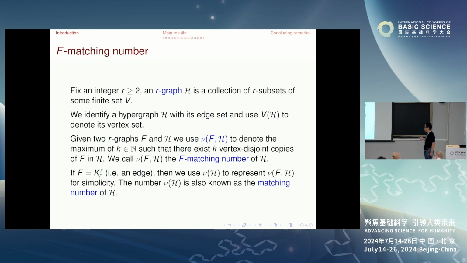Okay. First, an r-graph. An r-graph H is a collection of r-subsets of some founding set V. V is the vertex set of H, and the r-subsets are called the edges of H. Given 2 r-graphs, F and H, we use mu(F, H) to denote the maximum number of vertex-disjoint copies of F in H. We call this the F-matching number of H. When F is an edge, this is simply the matching number of H.